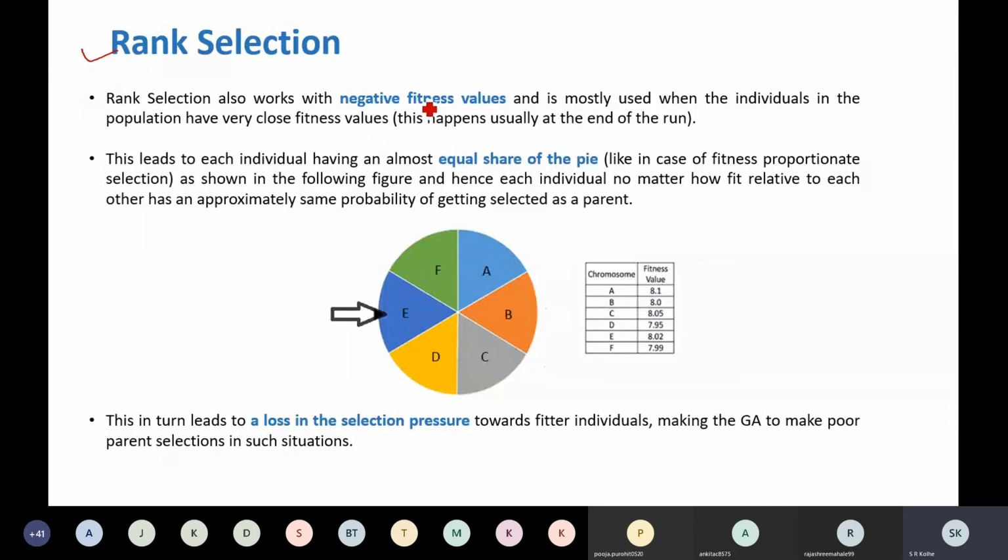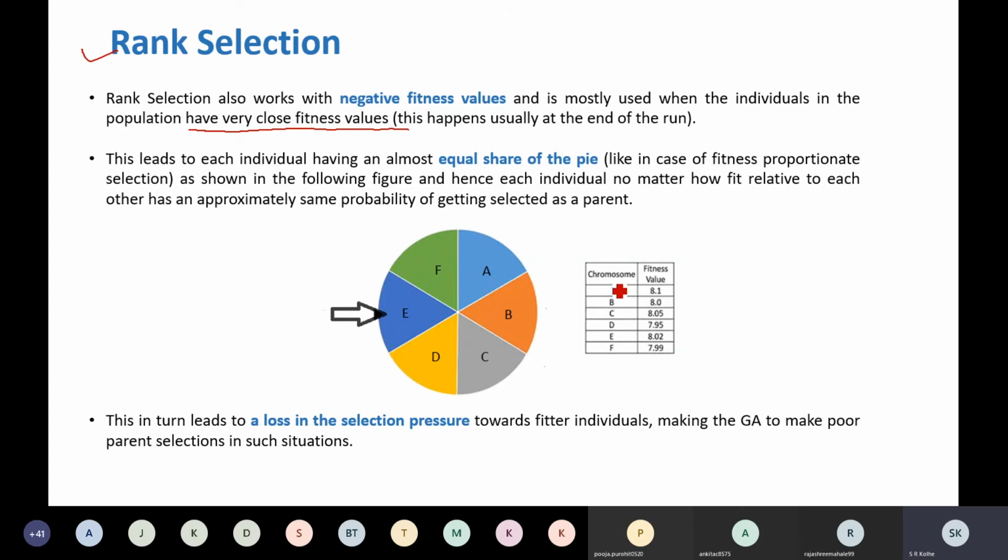This also works with negative fitness values. It is mostly used when individuals in the population have very close fitness values. Remember, this is very important. Now this will give you an idea which selection technique you should use.